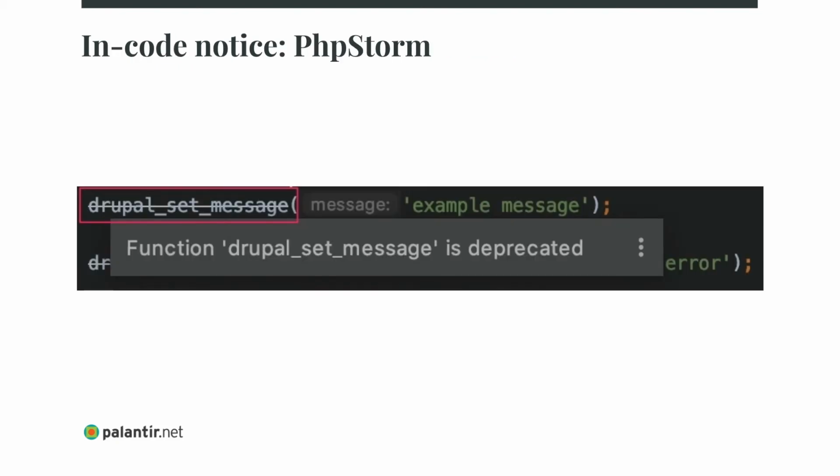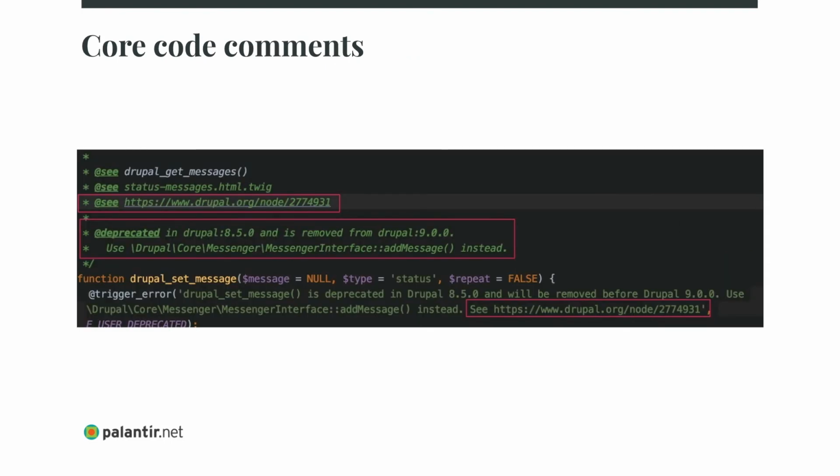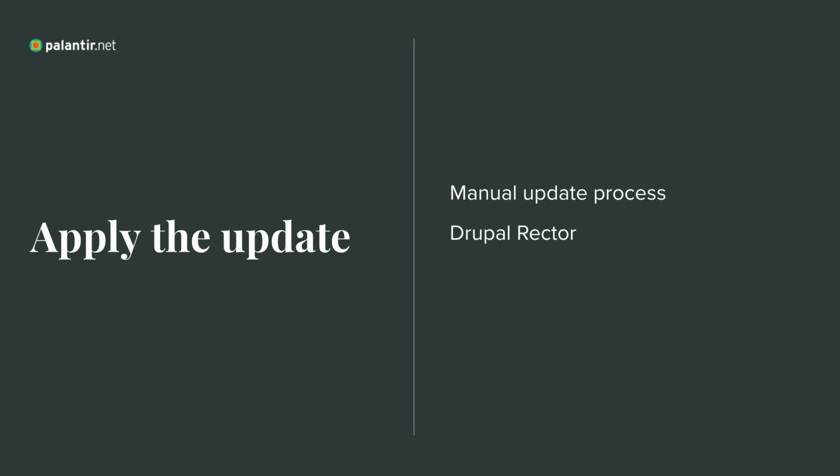If you're using PhpStorm or another IDE, you might also see something like this. PhpStorm will put a strike through any deprecation, and then when you hover over it, it tells you it's deprecated. If you hold Control or Command and click on that message, it'll take you to the function definition. Drupal core itself has all this information in it that gives you some context about the deprecations. And this is the same link to those change records and messages that you saw before.